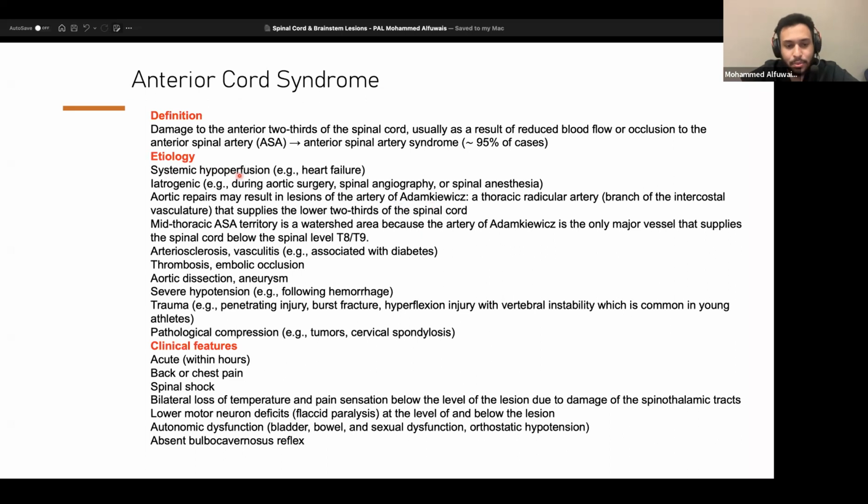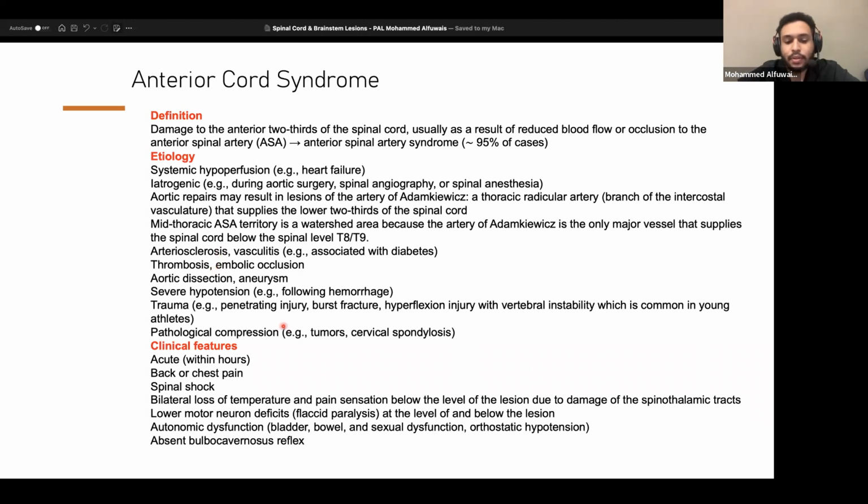Another thing is systemic hypoperfusion. You don't really need to remember this at all, but because you have heart failure, your heart is not pumping much blood anymore. It's not pumping a good amount of blood that will go to the organs and perfuse them, including the spinal cord. So you'll have anterior cord syndrome as one of the things, and anything that's affecting the blood supply. So you'll have a patient with atherosclerosis or arteriosclerosis. You don't need to know what they are. Just remember that anything that leads to a decrease in blood perfusion to the spinal cord, okay? Typically the anterior cord, okay?